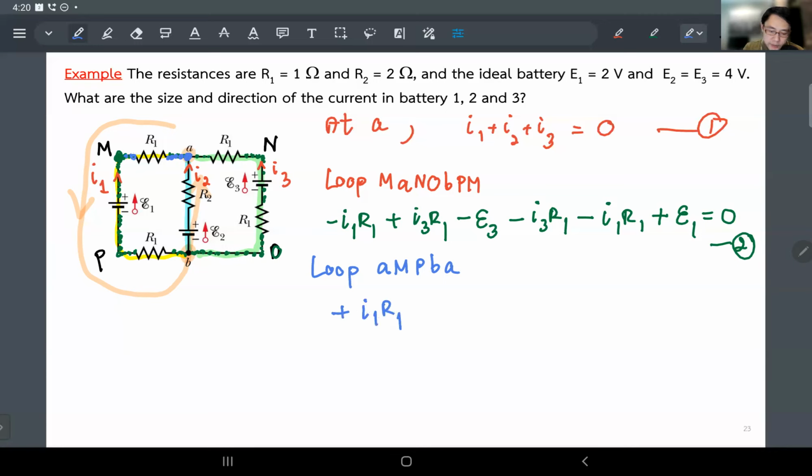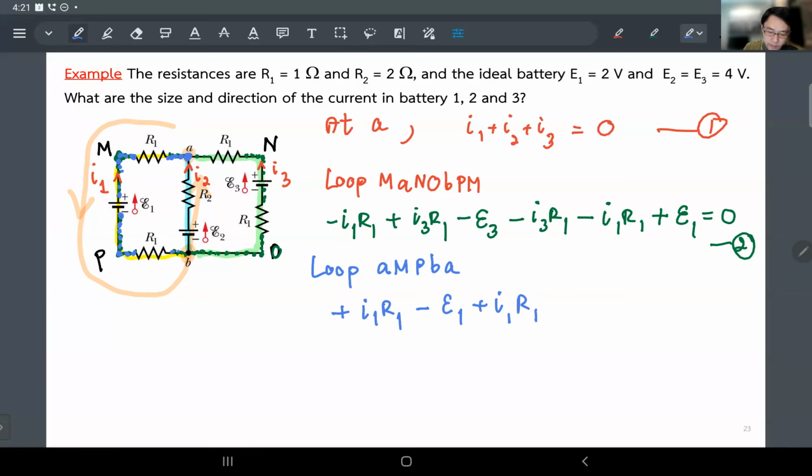Now I'm here at point M, nothing, turn, coming down here, hitting the positive terminal toward the negative terminal. I'm going to a lower potential. I'm going downhill. So that means it's going to be negative E1. Keep going, hitting point P, nothing, turn. I'm hitting R1 with the I1 going against me. So I'm going uphill, higher potential, positive I1 R1.